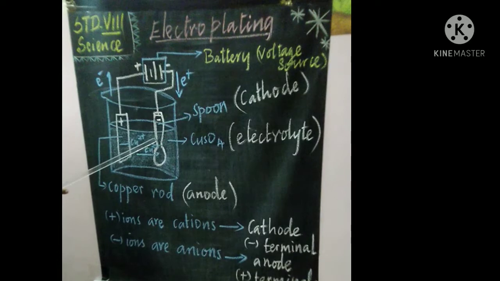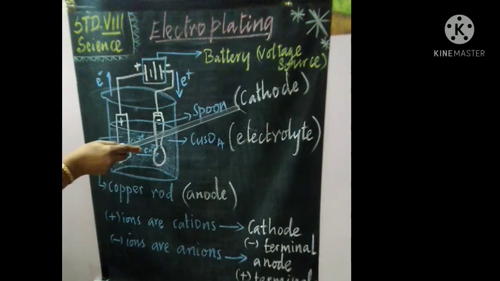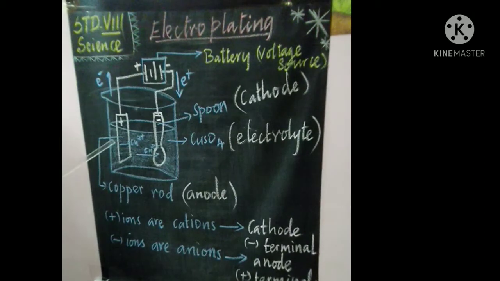So, the spoon is fixed with the negative terminal of the battery. That end is known as the cathode. What is the negative end of the battery called? The negative terminal is known as the cathode. And this is the copper plate from which the copper has to be taken away and coated over the spoon. This copper plate, or the copper rod, is known as the anode. This anode must be positively charged, or it is attached to the positive terminal.